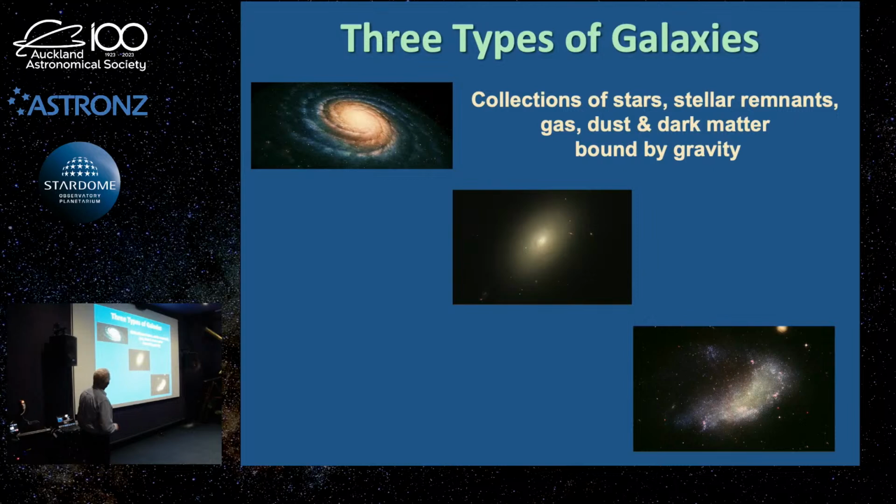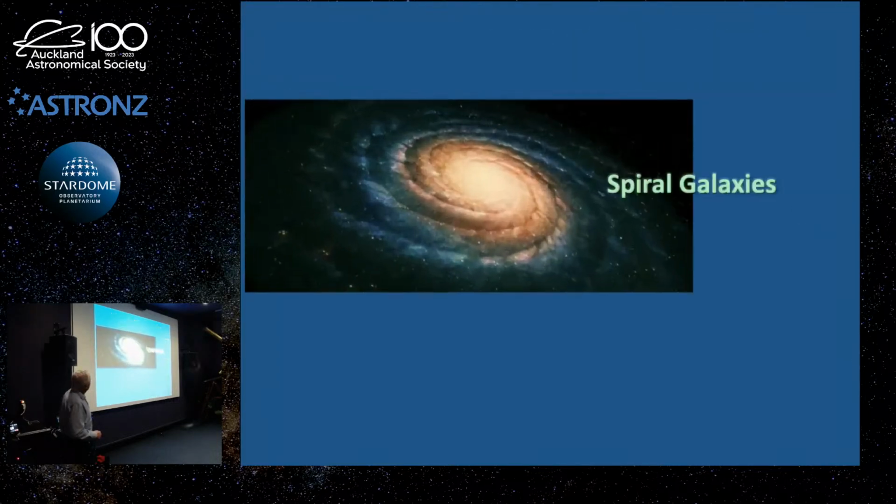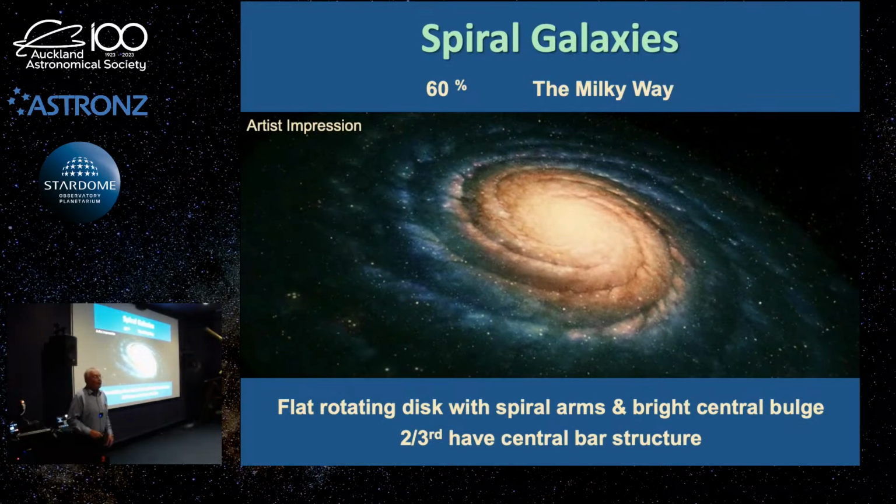So there's 3 types of galaxies. There's spiral galaxies, elliptical galaxies, and irregular galaxies. Looking at spiral galaxies first, they make up about 60% of galaxies, and indeed our Milky Way galaxy is a spiral galaxy. This is just an artist impression of one here. Of course, we can't take a picture of the Milky Way galaxy because we live right in the middle of it. It'd be like taking a picture of your house and garden from inside your bedroom.